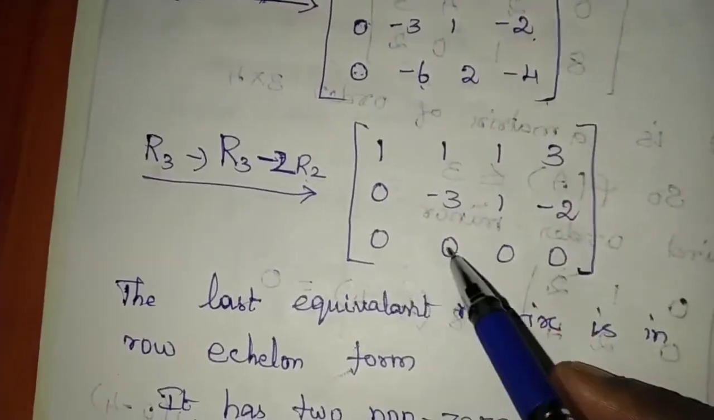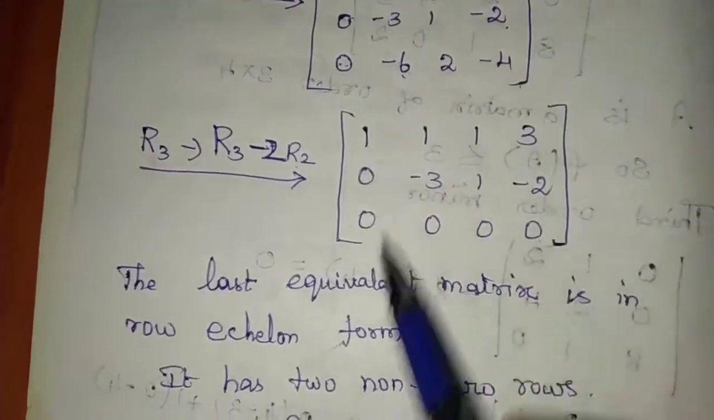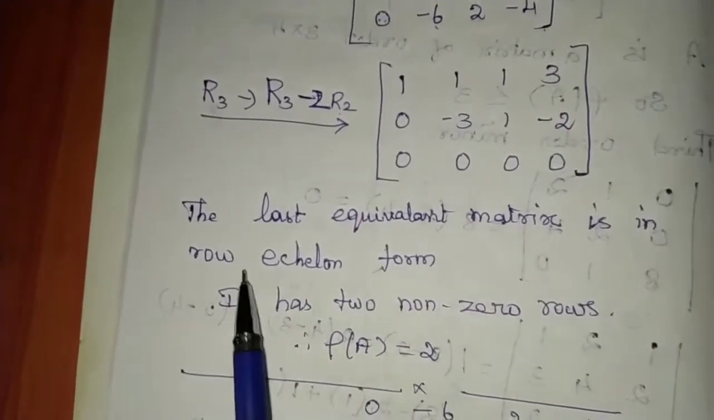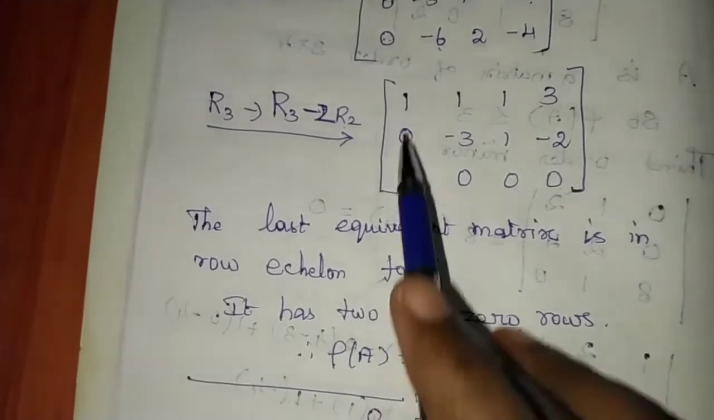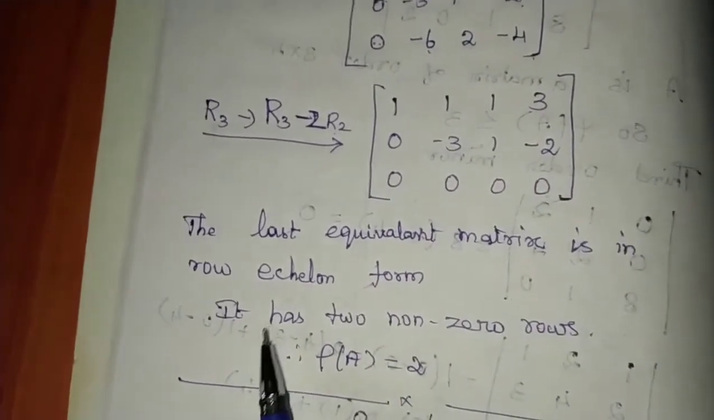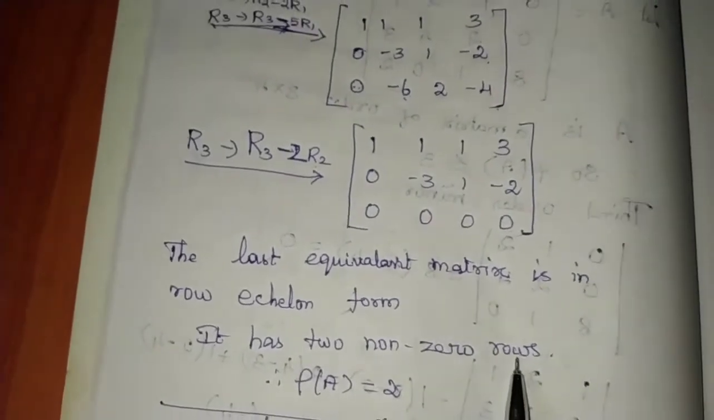See that one, 0, triangular form. The last equivalent matrix is in row echelon form. Row echelon form means triangular form. It has two non-zero rows.